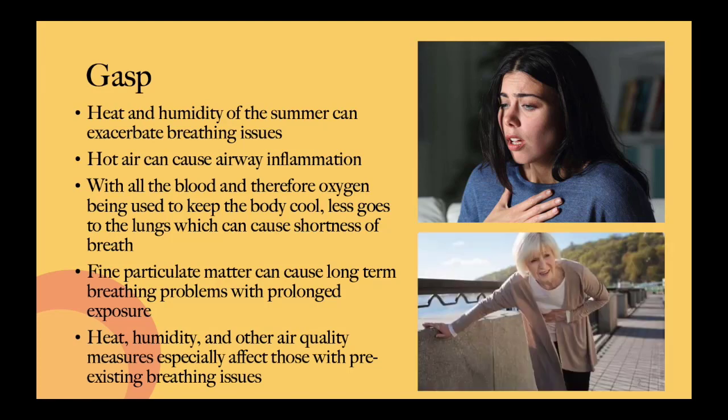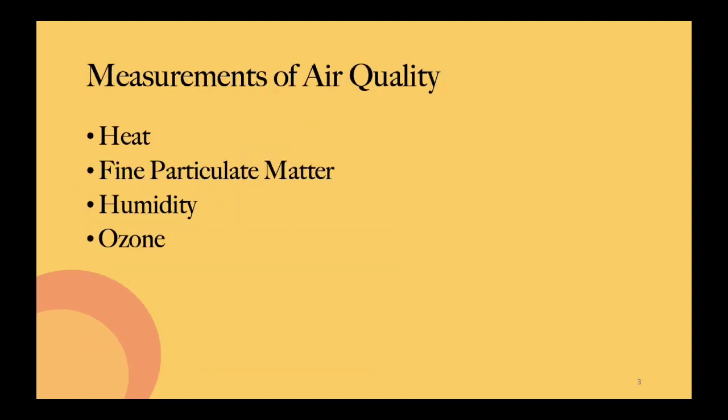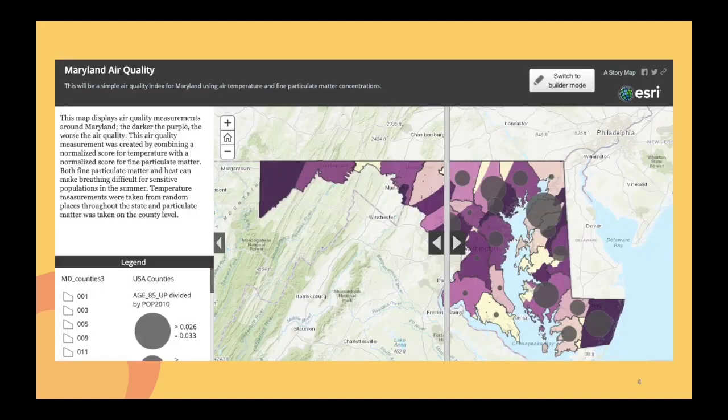So we're going to be looking into that today, trying to track what counties or areas in Maryland have possible bad air and seeing how many or if there are large groups of older people that are going to be affected by this. Some classic measurements of air quality are heat, fine particulate matter, humidity, and ozone. I have found data for heat and for fine particulate matter. So that's what we're going to be working with today.